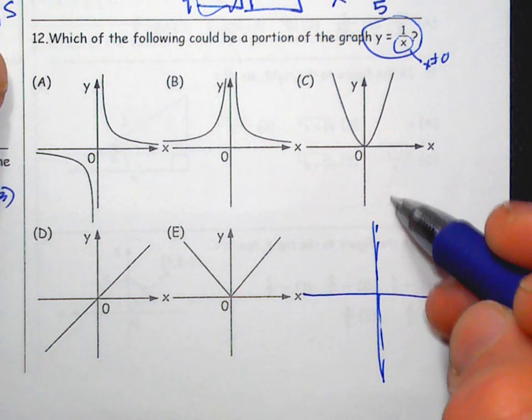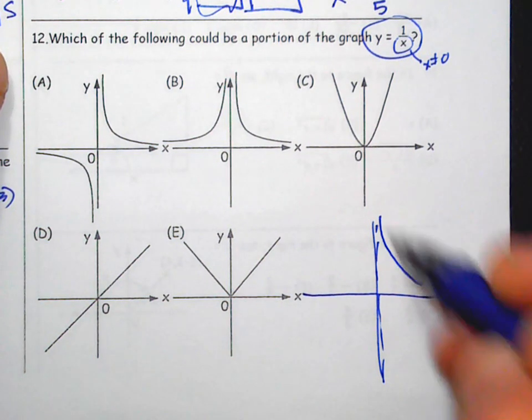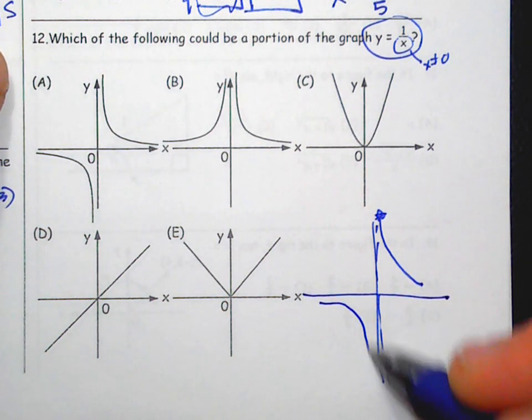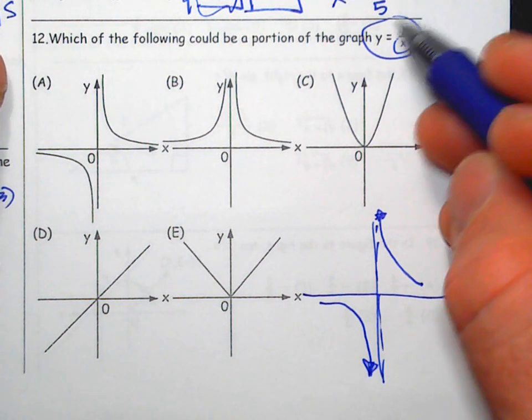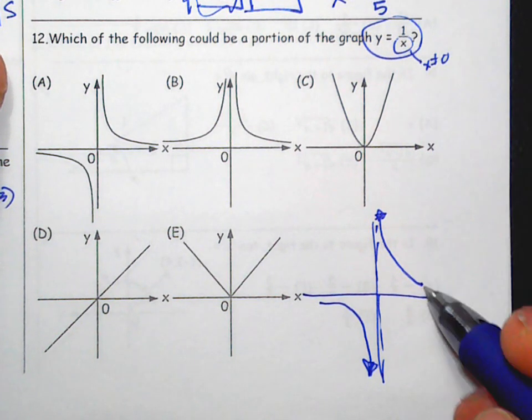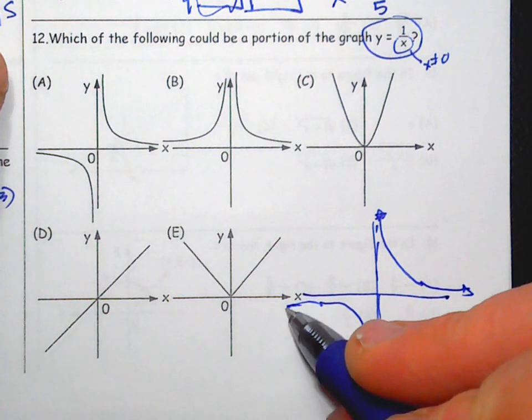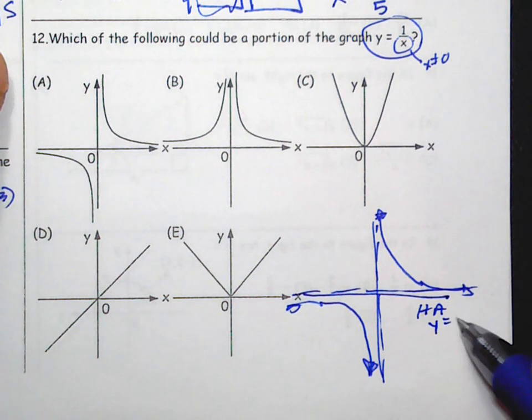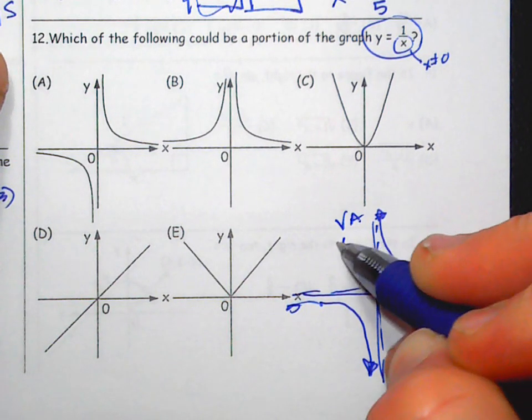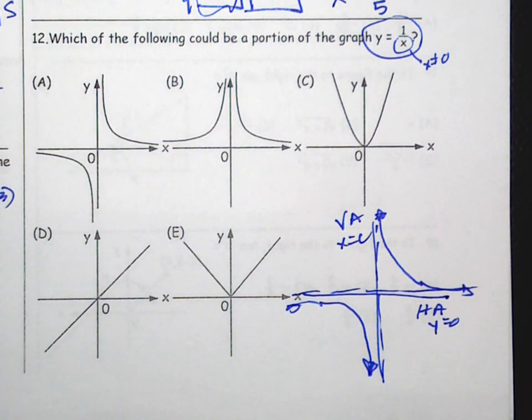So when you put positive small x's, it blows up this way, right? When you put negative small x's, it blows up this way. And also, as you plug in really big numbers, this gets really tiny, so it goes to 0 on both sides, and that's a horizontal asymptote. So you have a horizontal asymptote, y equals 0. You have a vertical asymptote, x equals 0. And so there you go.